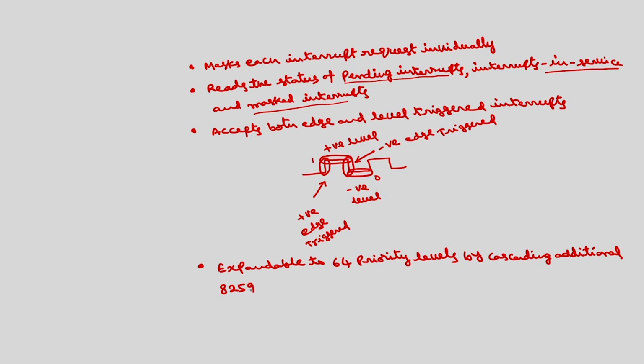We can cascade two 8259s. Using a single 8259, we can have 8 interrupt requests. If I cascade two 8259As, we can have 64 priority levels, because this one 8259 has 8 IRs, IR 0 to IR 7.